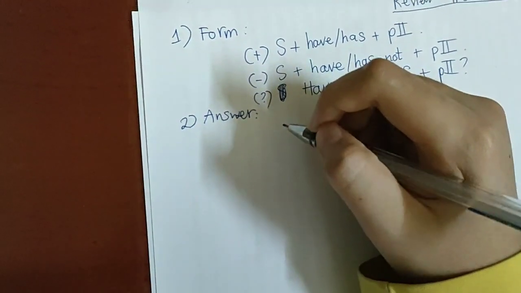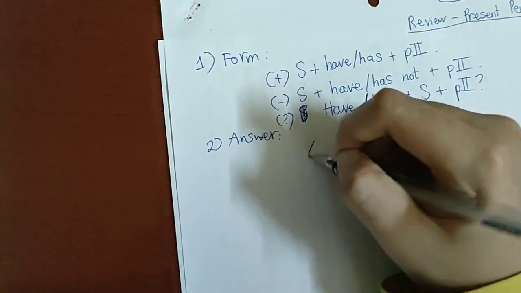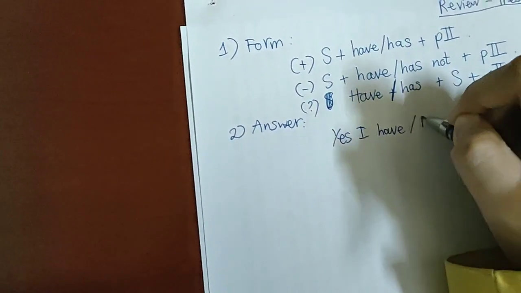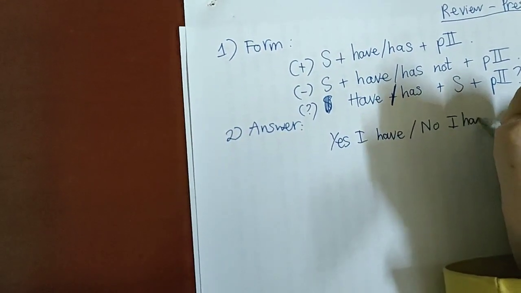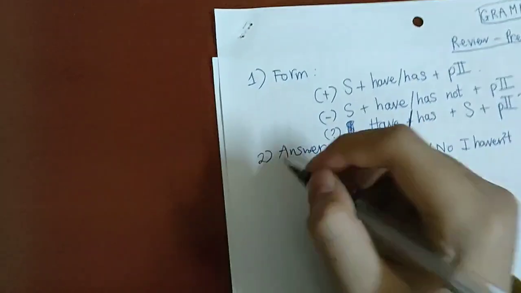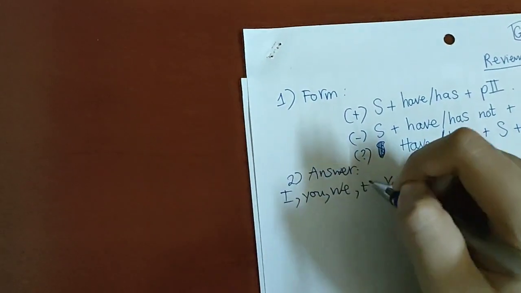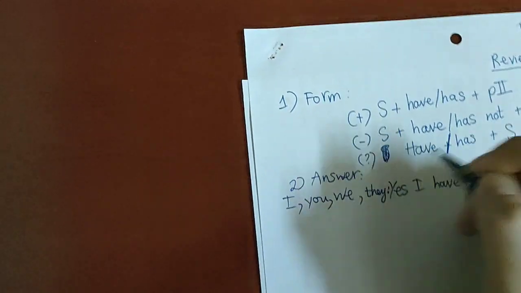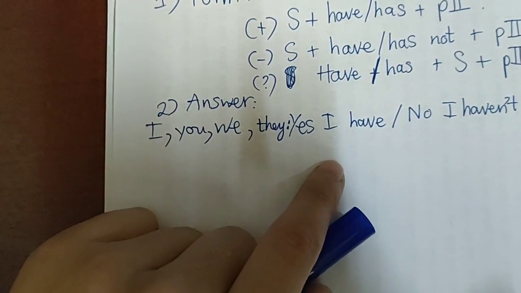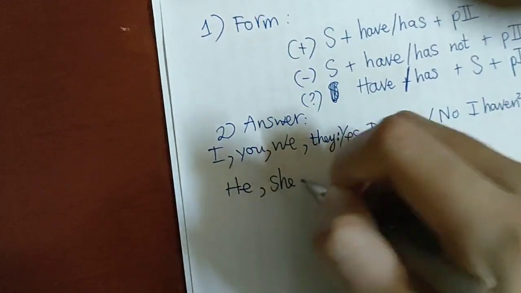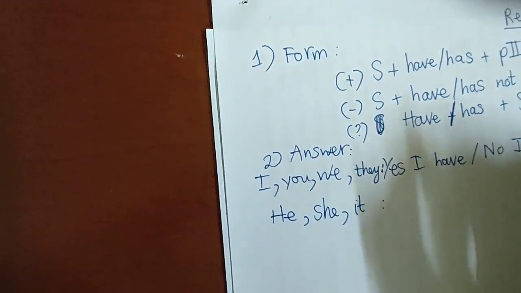Have you done your homework yet? Yes, I have, or no, I haven't. This is about I, you, we, and they. You answer it: Yes, I have. Yes, they have. Yes, you have. Yes, we have. No, I haven't. No, we haven't. Now, he, she, it is singular.